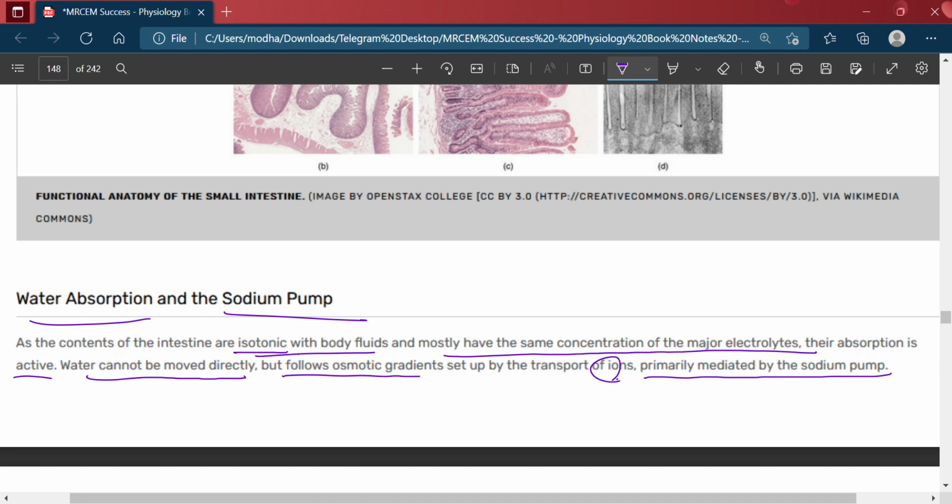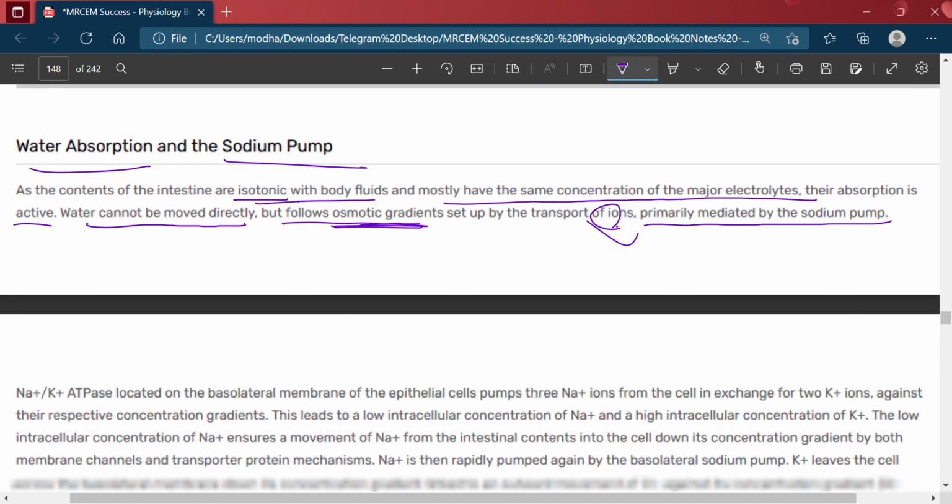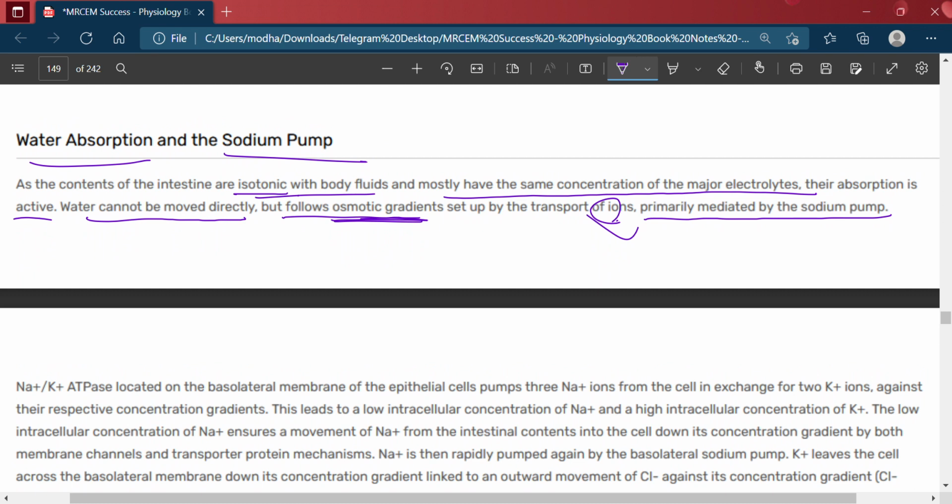Absorption is active. Water cannot be moved directly but follows the osmotic gradient set up by the transport of the ions, primarily mediated by the sodium pump.